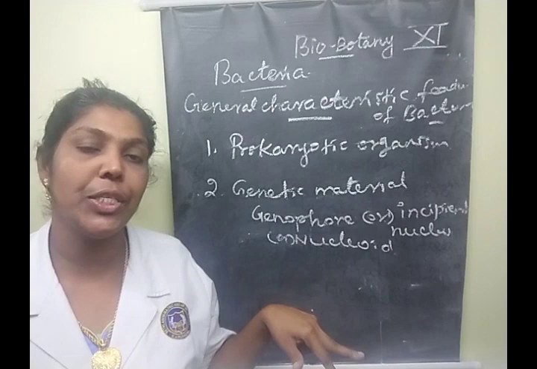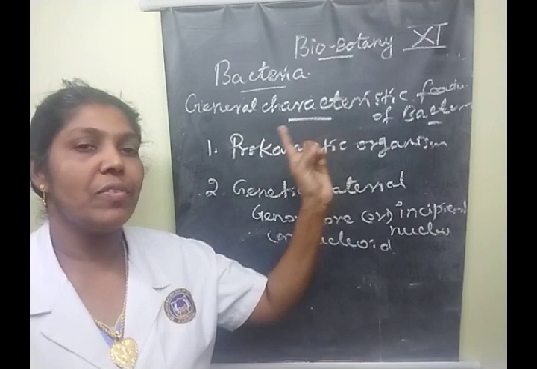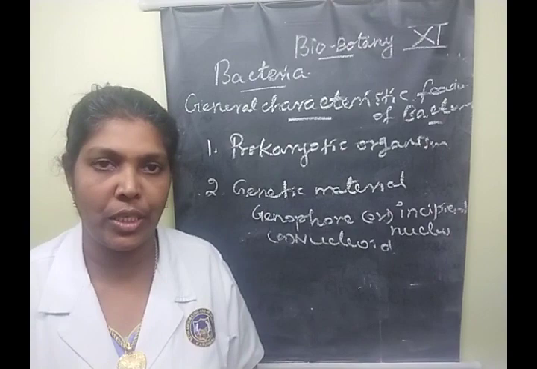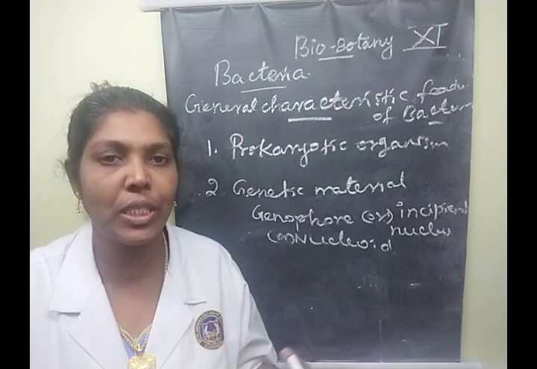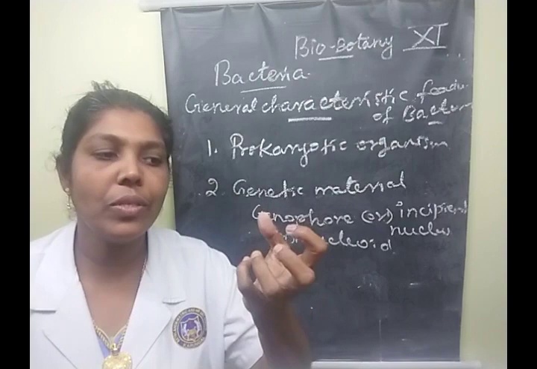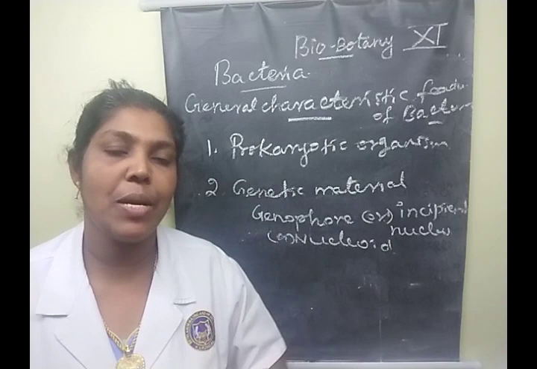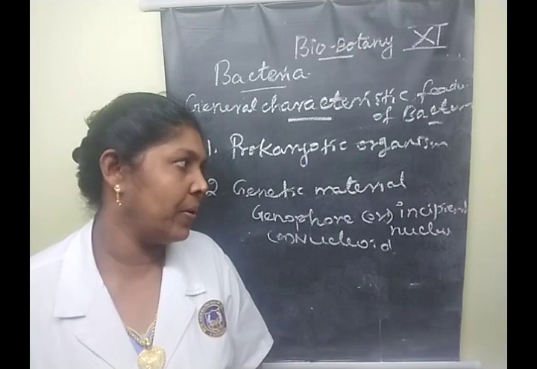Next, sometimes bacteria show variation. How does this variation take place? Due to genetic recombination. Clear children? The methods to get this variation are conjugation, transformation and transduction. These are the three methods of genetic recombination in bacteria. Clear children? Say yes or no? Yes. Good. So these are the general characteristic features of bacteria.